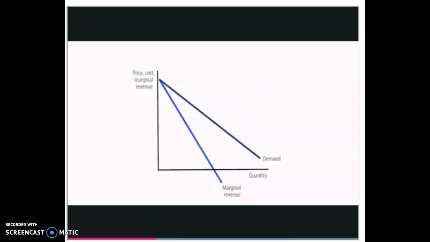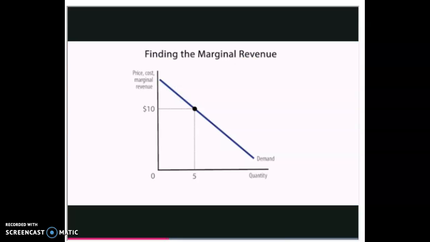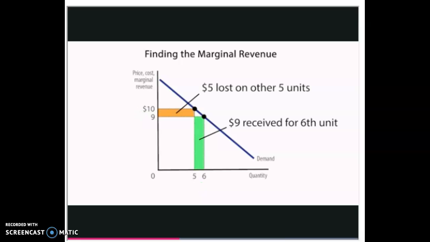The marginal revenue curve for the monopolist is also downward sloping, and it is below the demand curve except for the first unit. That's because in order to sell more units, the monopolist must lower its price on all units. Suppose a monopolist lowers its price from $10 to $9 per unit in order to sell a sixth unit. $9 is received for the sixth unit, but $5 is lost on the other 5 units that could have been sold for an additional $1 if only 5 units were sold.